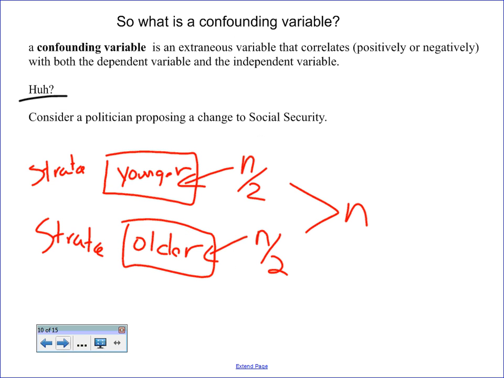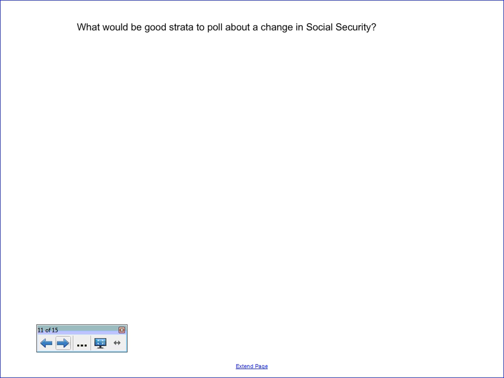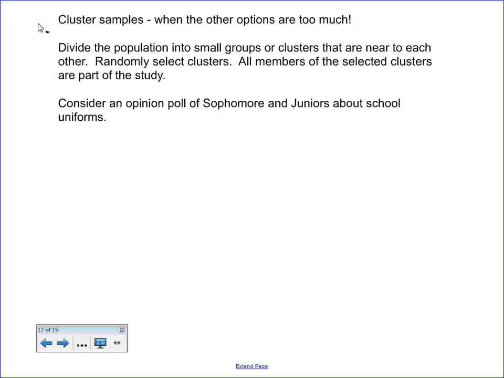The other type of sampling we'll do would be a cluster sample. In a cluster sample, we don't do it to get better results. We do it because it makes our life a lot easier. Consider if we wanted to take a random survey of sophomores and juniors about school uniforms. To create a simple random sample, you would have to go to the school registrar, get a list of every single student, select names at random from the list of juniors and random names from the list of sophomores, then pull up their bell schedule to find out where they were, go find them, and ask them the question.